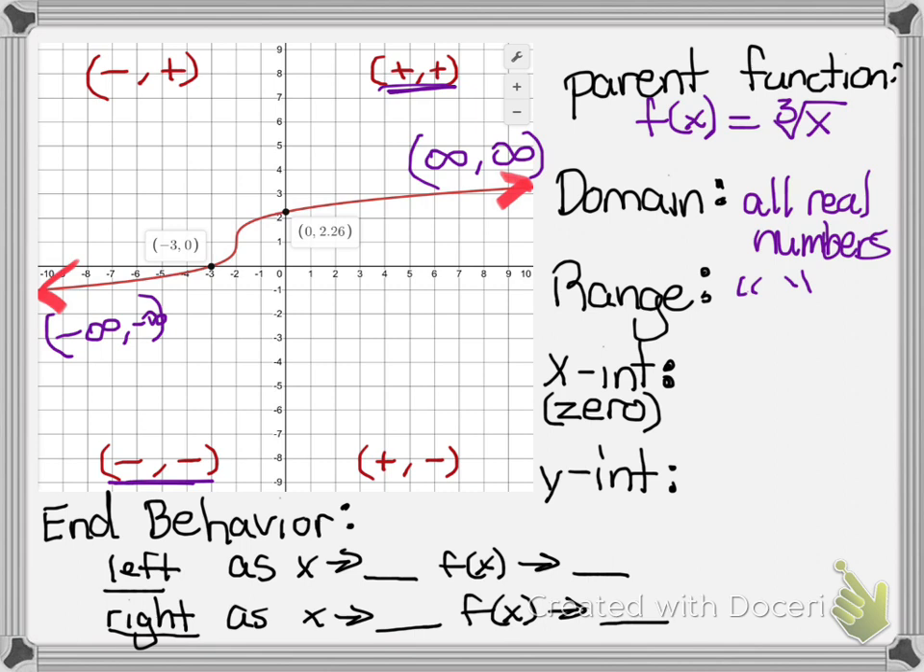My x-intercept, I'm going to look along my x-axis. And as you can see, my x-intercept is right here at negative 3, 0. And sometimes people refer to this as finding your zeros.